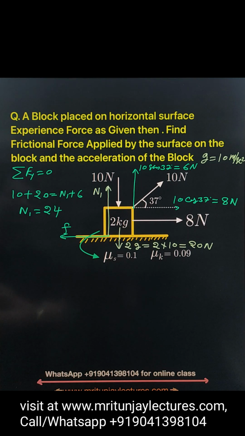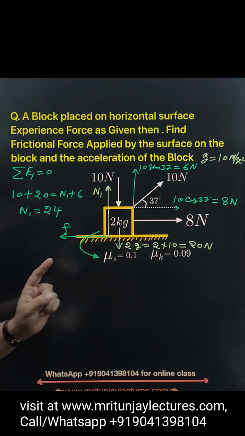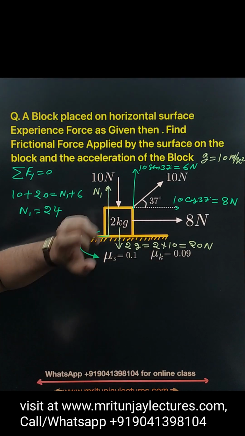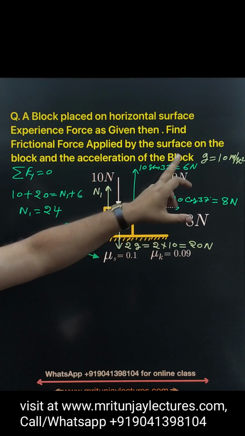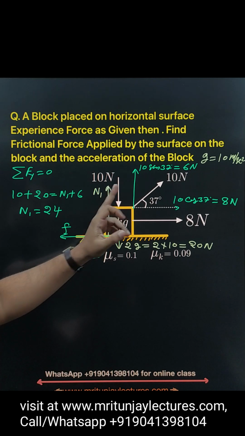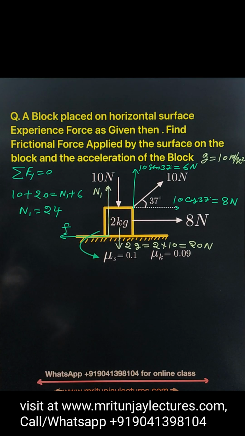I hope that's clear. Okay. That is 30 minus 6, that is 24 Newton, N1. Now next, let's recheck again. Here 20 plus 10, 30, and here 6, and here N1 plus 6. Okay, clear. Now next, determine FL.